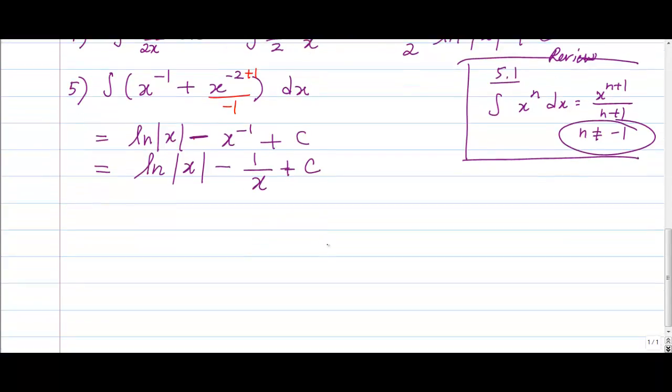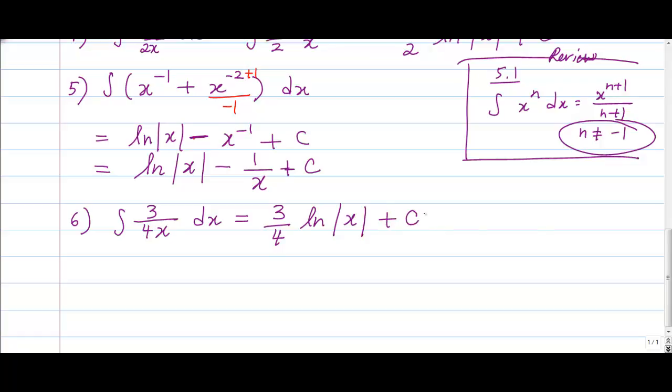Number 6, the integral of 3 over 4x dx. Again, leave that 3/4 alone, and then that's 1 over x, so that's natural log of x plus c.